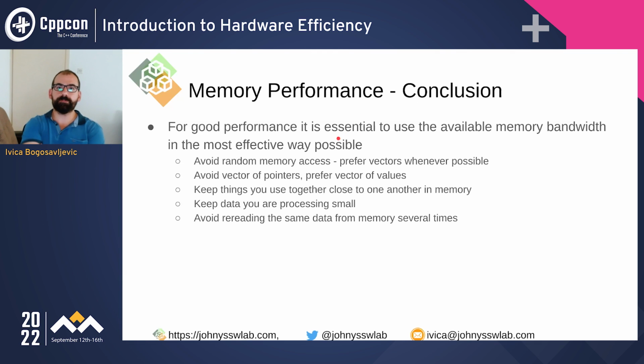So what's the conclusion? For good performance, it is really, really important to use available memory bandwidth in the most effective way possible. You should try to avoid random memory access. Prefer vectors whenever possible. If you can, you should try to avoid a vector of pointers and prefer a vector of values or a vector of std::variant. You want to keep things that you use together close to one another in memory. You want to keep your data set small, so you don't want to have huge data sets. You want to avoid rereading the same data from the memory several times, so you want to avoid transferring the same data several times from the memory.